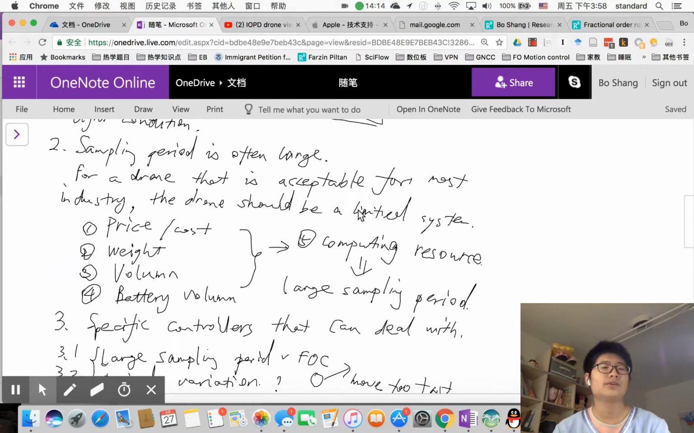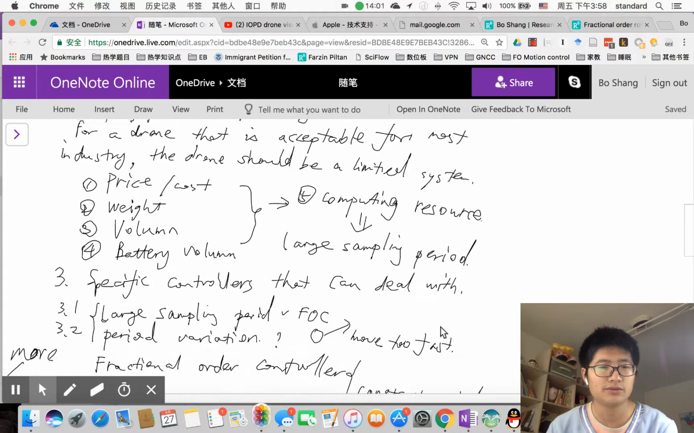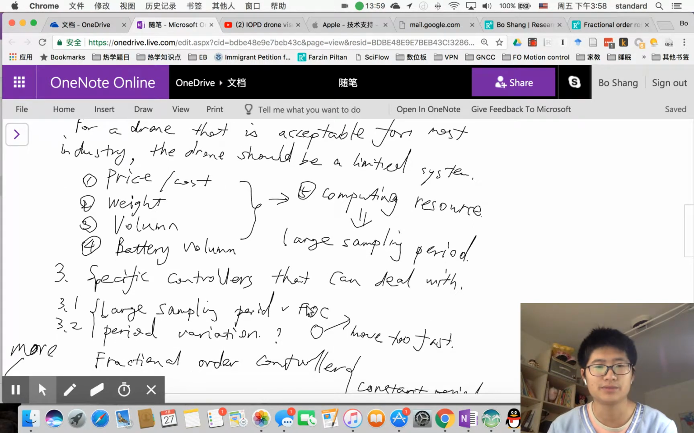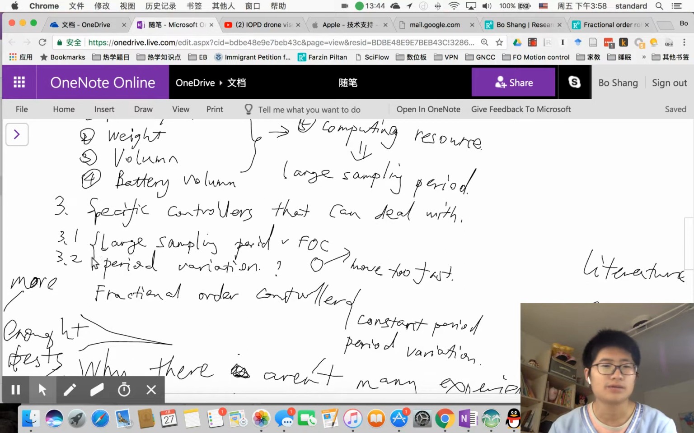But those two points are not from the control side. From the control side, we can think of specific controllers that can deal with the large sampling period or the period variation. For us, we have tried to use the fractional order controller, and we have already shown that the fractional order controller has some benefits with a large sampling period.